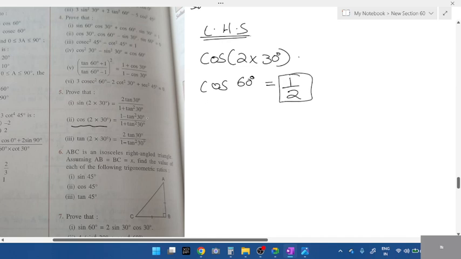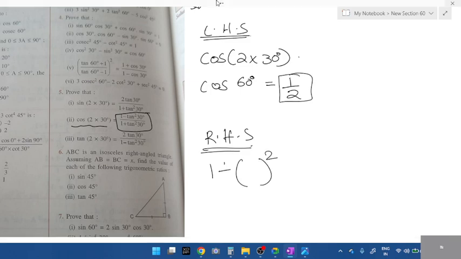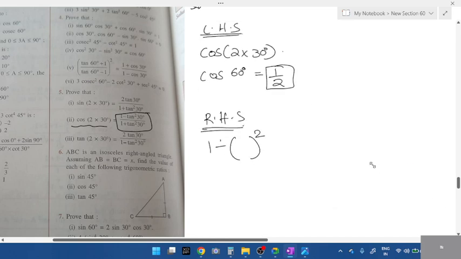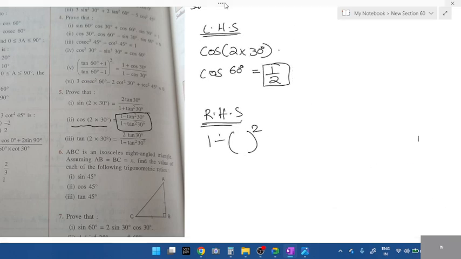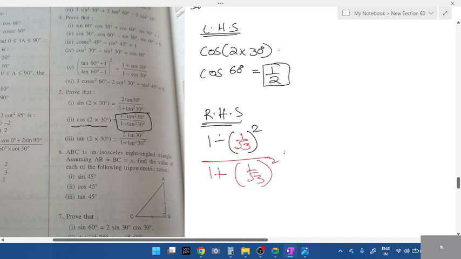Right hand side they've given us a question. Take this RHS. Just substitute the values. What is given? 1 minus tan square 30. I'll write square. What is tan 30? Correct. 1 by root 3. Simple. You have to just prove left hand side and right hand side. Once you solve, they should be equal. 1 by root 3 divided by 1 plus 1 by root 3 the whole square. When you open the bracket, what do you get? And 1 plus 1 by 3.